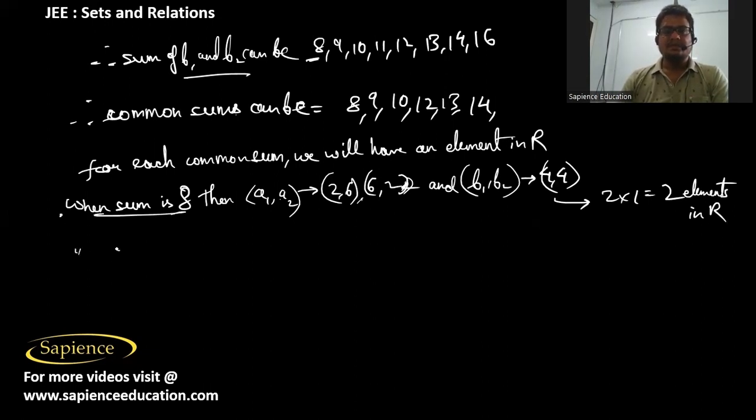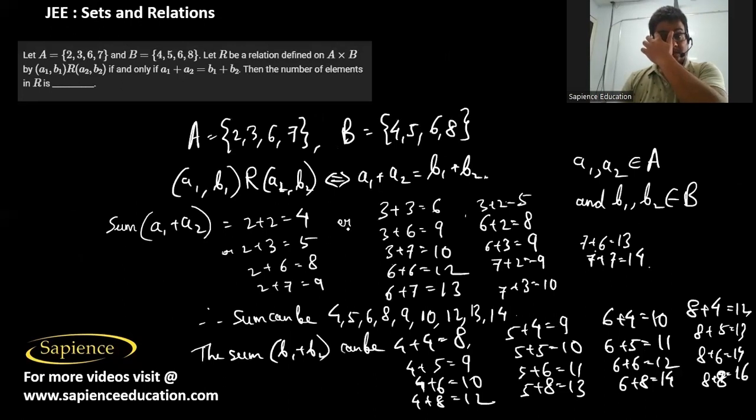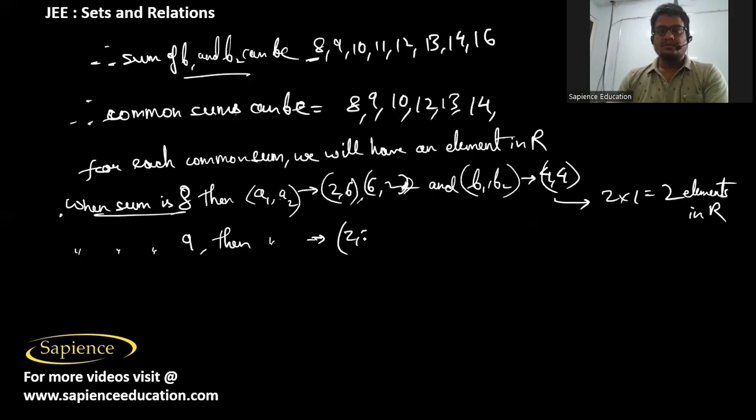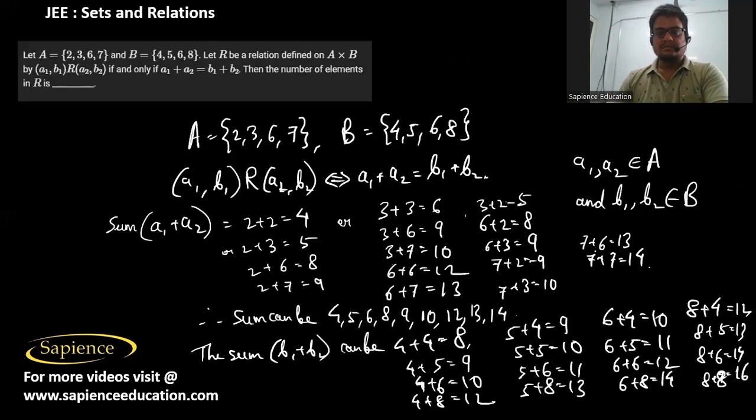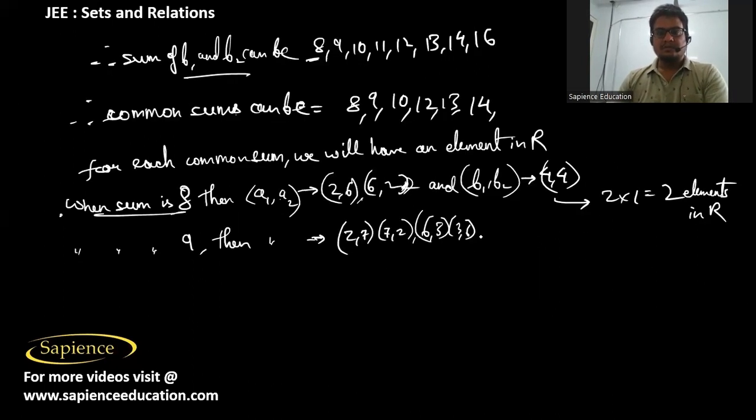Similarly, when the sum is 9, then a1 comma a2 can be 2 comma 7, 3 comma 6, 6 comma 3, and 7 comma 2. So this is 2 comma 7, 7 comma 2, and 6 comma 3, and 3 comma 6. So 4 elements.